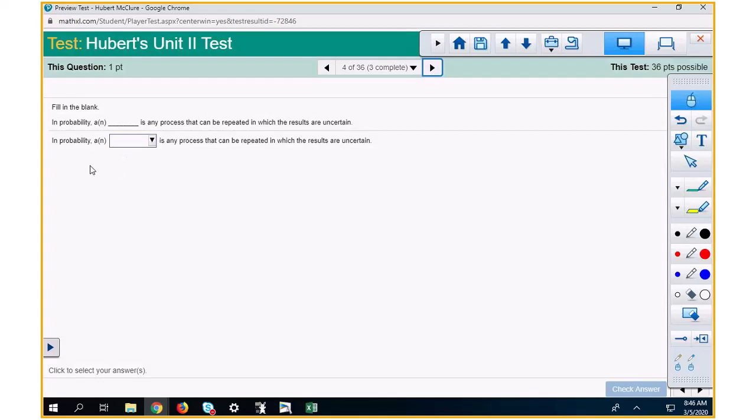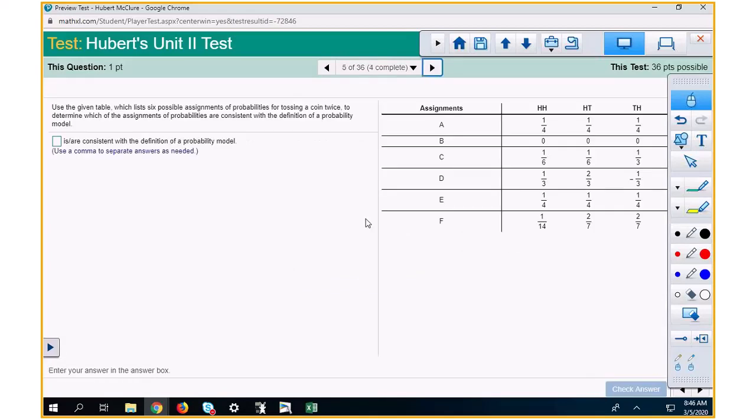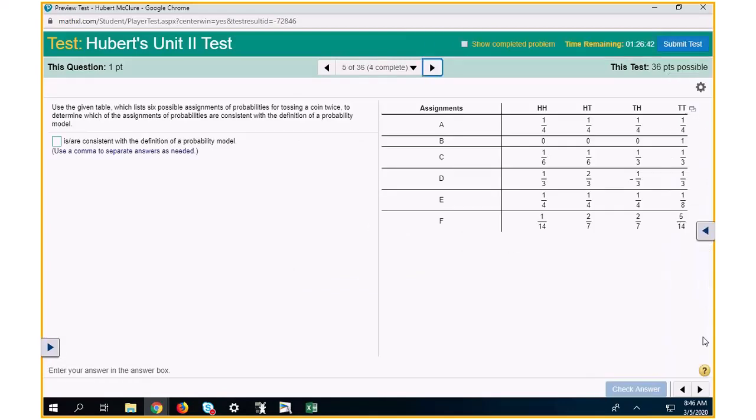Next, in probability, a or an blank is a process that can be repeated in which the results are uncertain. Dang, old experiment. And you feel good about yourself. Oh, this is the one that people miss. I'm going to let y'all look at it.